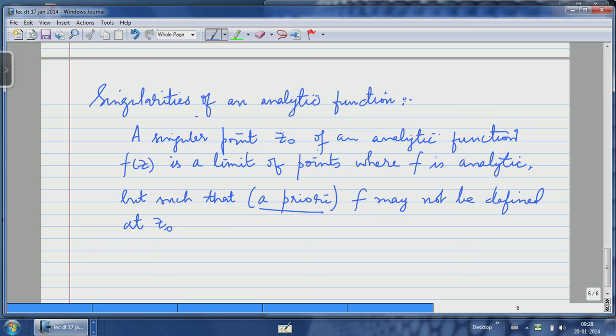So what you must understand is that singularities are defined only for analytic functions. We are not worried about functions that are not analytic in the first place. So that's one point. Then the second thing is that singularities come in two categories, or two types. One is less friendly, the other is more friendly.